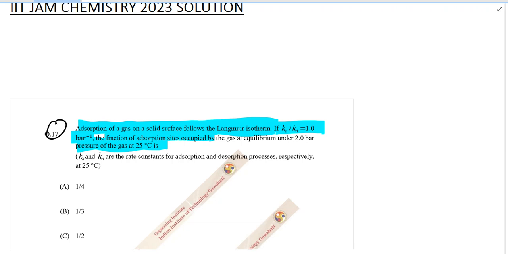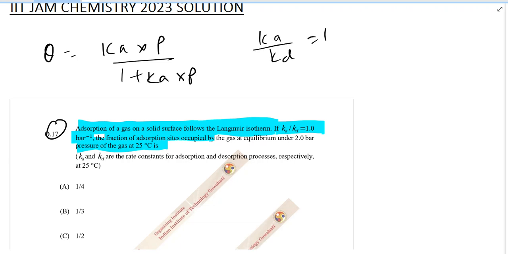So what will happen? The Langmuir isotherm equation is given by theta equal to Ka into P by 1 plus Ka into P, where theta is the fraction of adsorption sites occupied by the gas, and P is the pressure of the gas, given that Ka by Kd is 1.0 bar inverse.